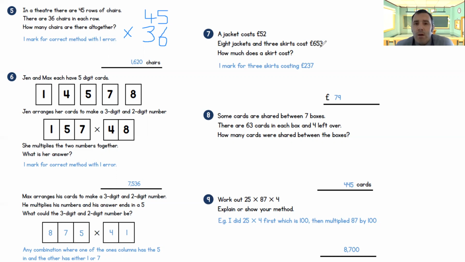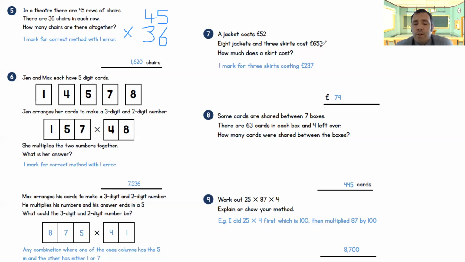For the second mark, you need to look at the last part of our question. How much does a skirt cost? It's asking us to find out how much 1 skirt costs. We know from the question we've bought 3 skirts. So we need to divide 237 by 3. That'll give us our answer of 79. So if you've got 79, you get both of the marks because you've done everything correctly.